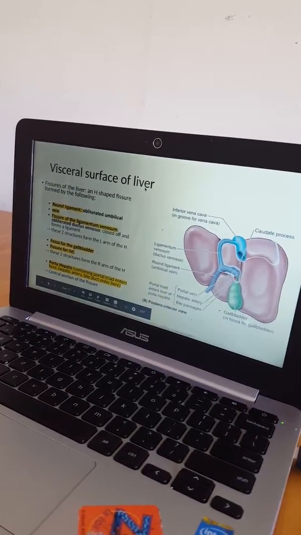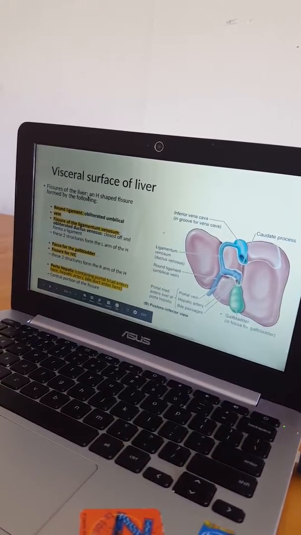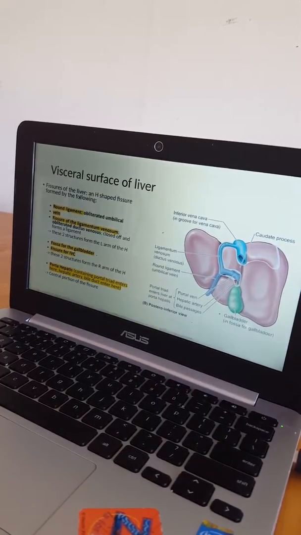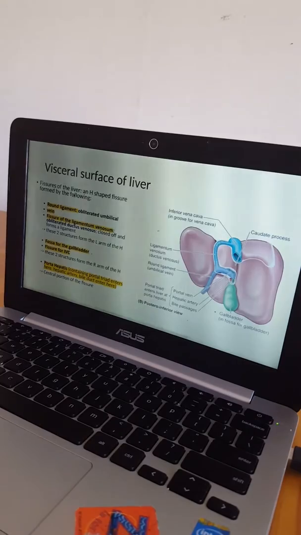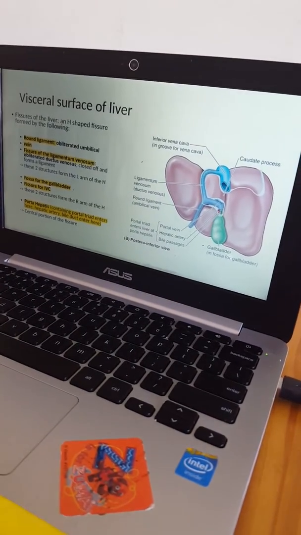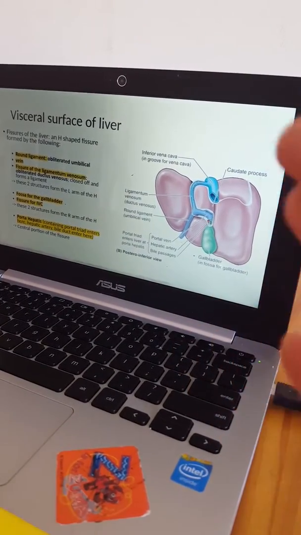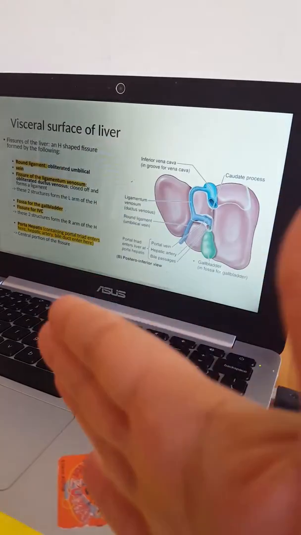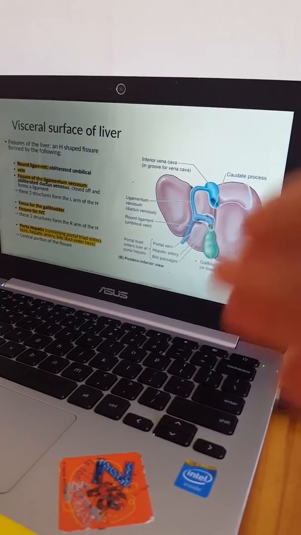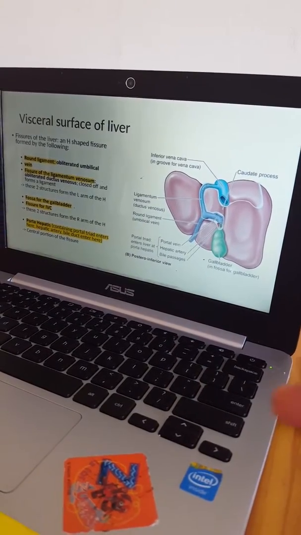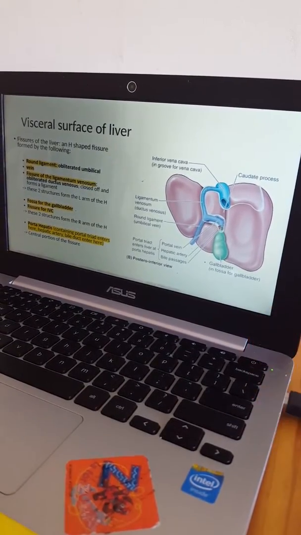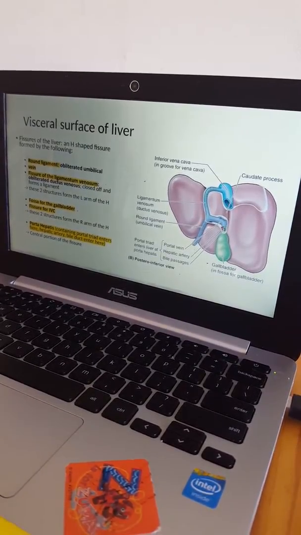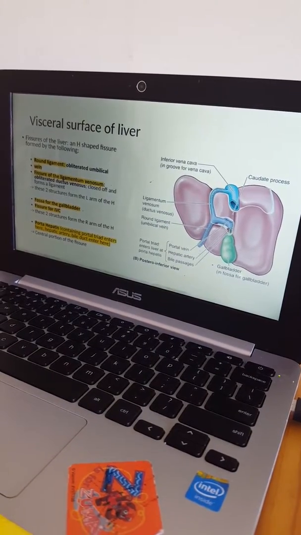So the visceral surface of the liver. So fissures of the liver. So what is a fissure? A fissure is basically the area where there is a little bit of depression, and something lies inside that, like two surfaces, one surface here, one surface here. In between the two surfaces there is a little bit of depth. In that depth, whether a ligament lies or anything else lies, that is known as a fissure in the anatomical term. So we have different fissures of the liver.